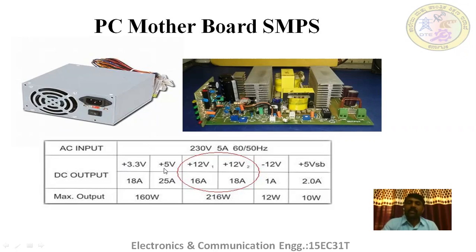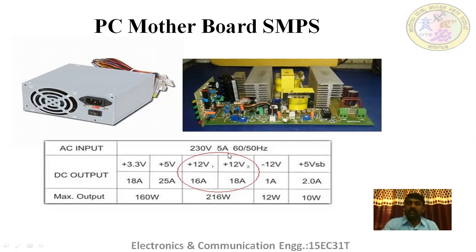And we know that most external devices connected to the computer are powered by the computer itself. For example, keyboard, mouse, and some USB driven devices. These devices are powered with plus 5 volts that is supplied by the motherboard. Next, plus 12 volts.